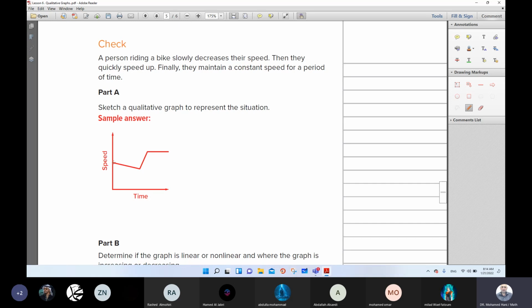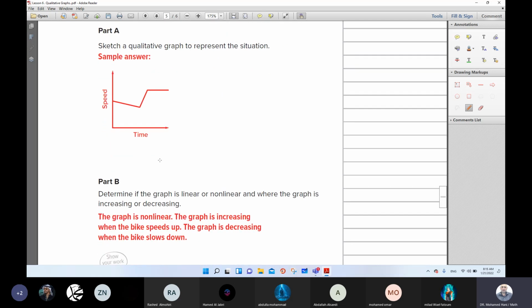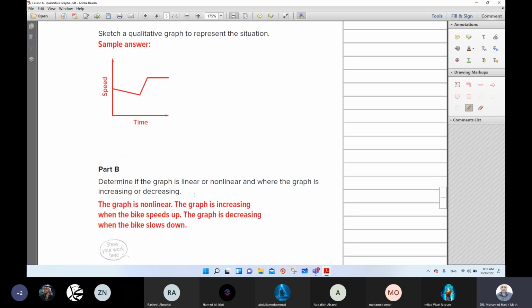From this point, the beginning point here, to this point, as you see, we have decreasing at the same rate, a constant rate. Then from this point to this point, we have increasing at a constant rate. Then from this point to this point, no change, no change. So determine if the graph is linear or nonlinear and where the graph is increasing or decreasing.